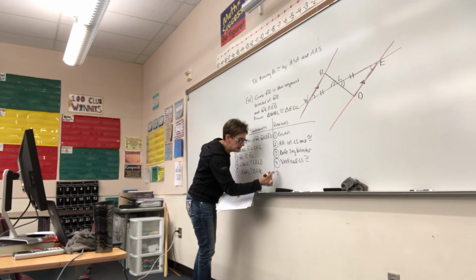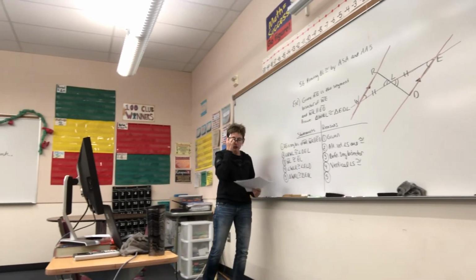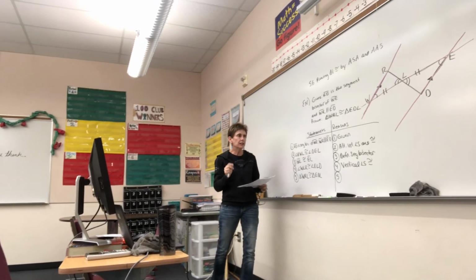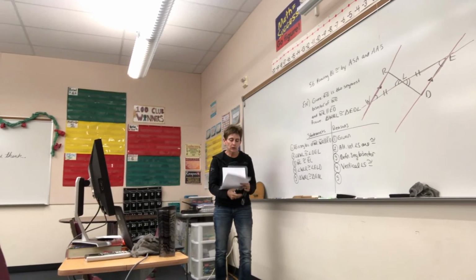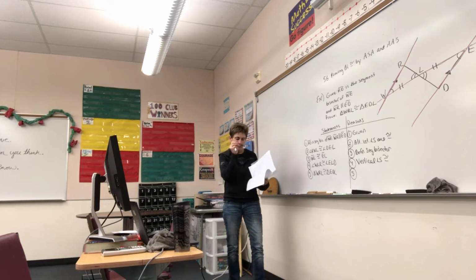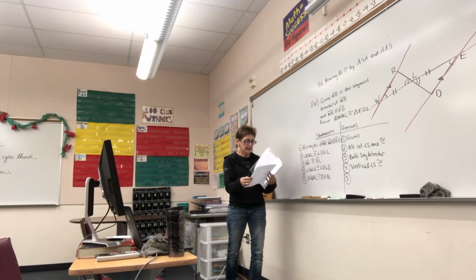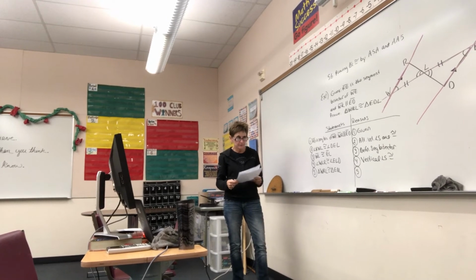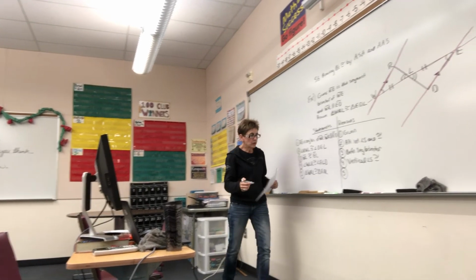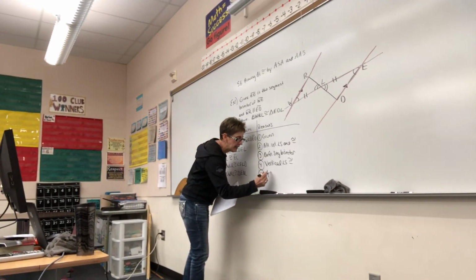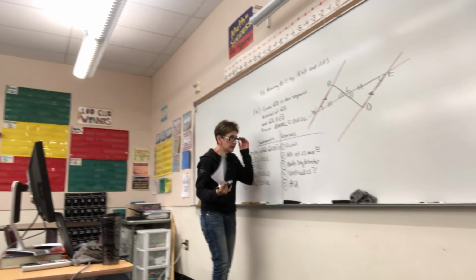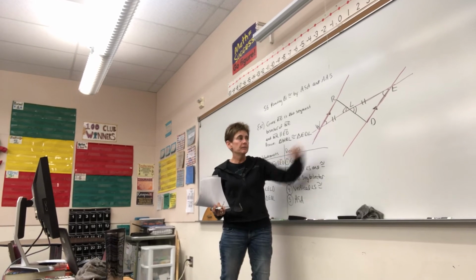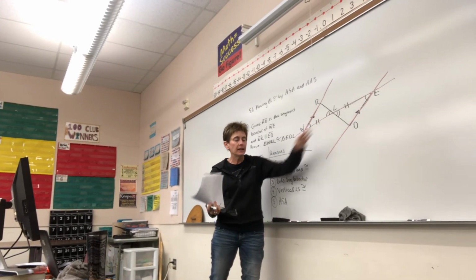Now, go ahead and take a look at the picture. Go ahead and take a look at the two different shortcuts we're learning today, and you tell me, which shortcut would this be? Would it be ASA or AAS? Where is the side? What you should have come up with is ASA, because the side that we have marked up here is the included side. So it's angle, side, angle.